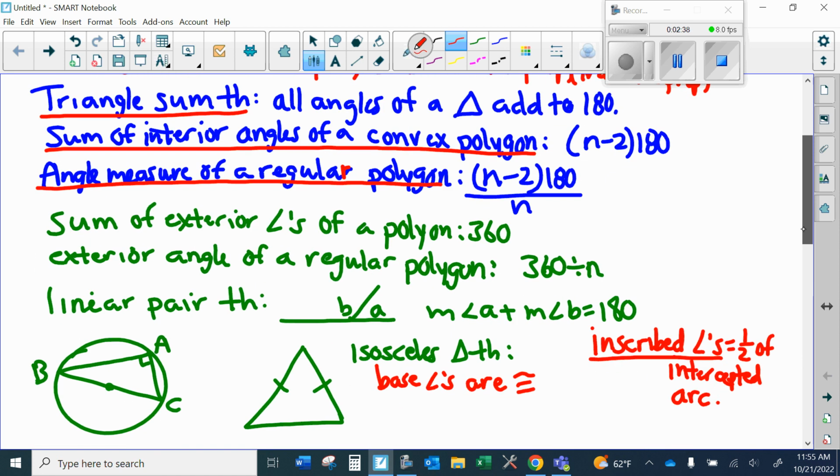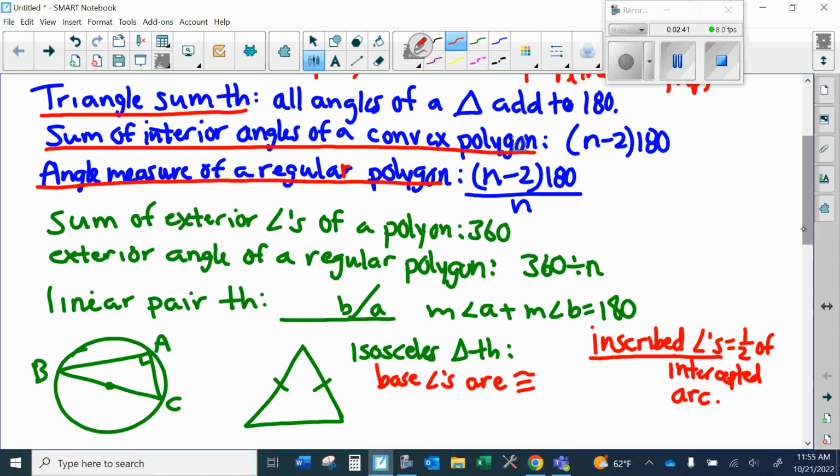The sum of the exterior angles of any polygon is 360 degrees. That doesn't change whether it's a quadrilateral, pentagon, hexagon, etc. If I want the individual exterior angle of a regular polygon, since I know the total is 360 degrees, I divide 360 by the number of sides. N is always the number of sides or angles.